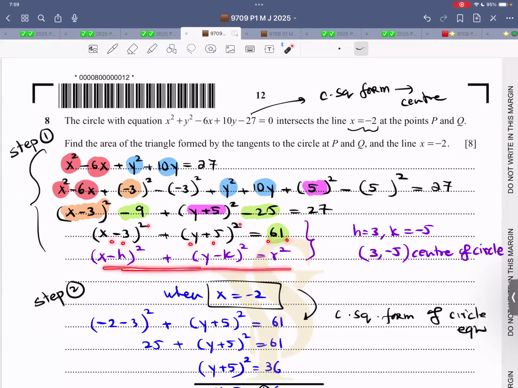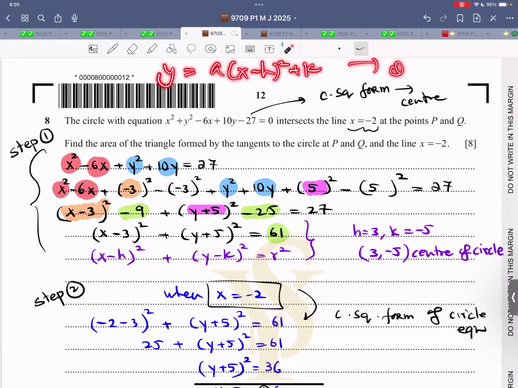That is the gold standard. For quadratics, y is equals to a(x minus h) whole square plus k. That is the gold standard for quadratic. You get the turning point from here. You get the shape from here. Over here for the circle, that is the gold standard.